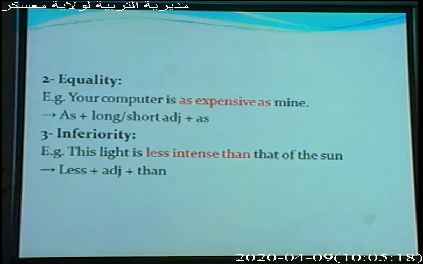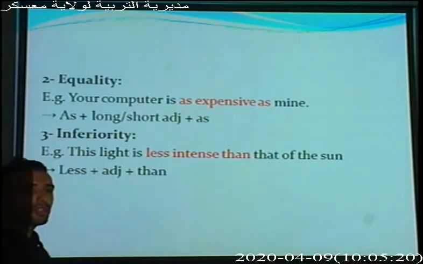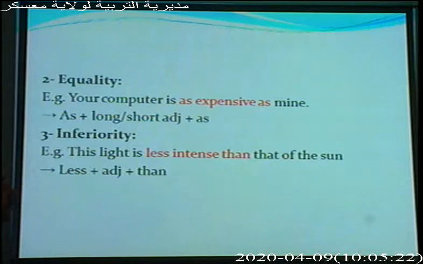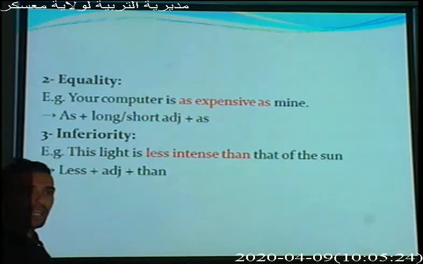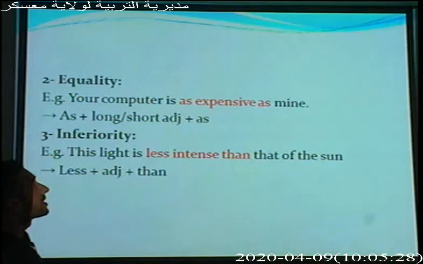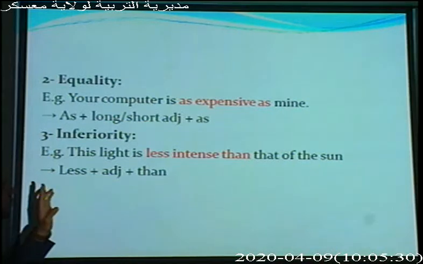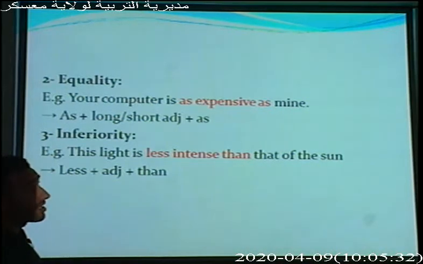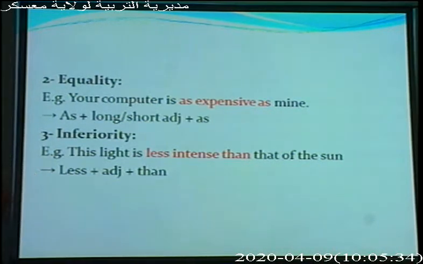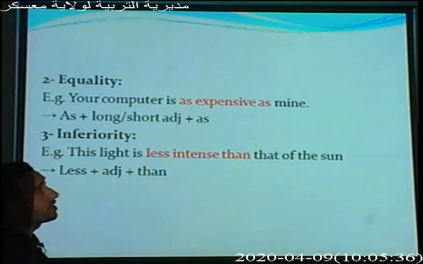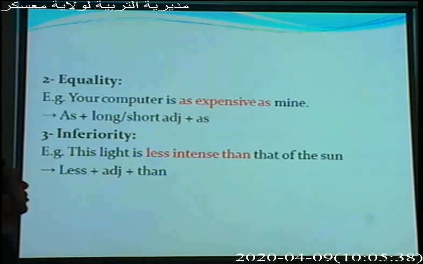When the two things that we are comparing between are equal, we have to use as, adjective, be it long or short, and as. For example, your computer is as expensive as mine. Here we use the form which is as plus the adjective which is expensive and as.